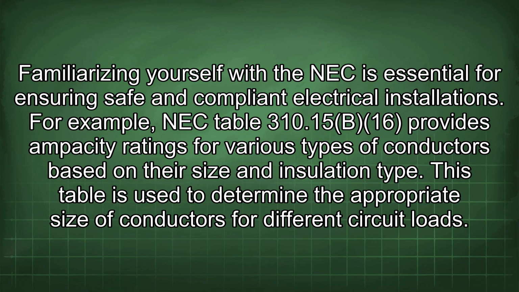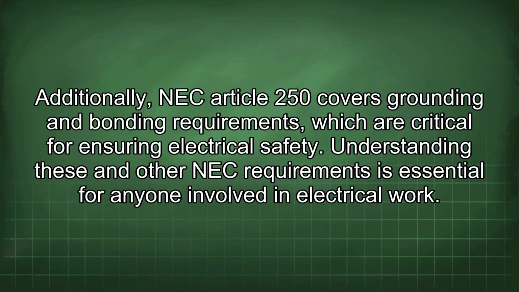For example, NEC Table 310.15(B)(16) provides ampacity ratings for various types of conductors based on their size and insulation type. This table is used to determine the appropriate size of conductors for different circuit loads. Additionally, NEC Article 250 covers grounding and bonding requirements, which are critical for ensuring electrical safety. Understanding these and other NEC requirements is essential for anyone involved in electrical work.